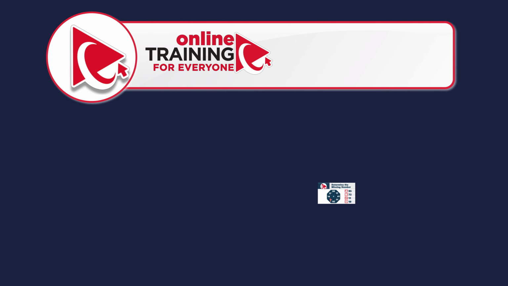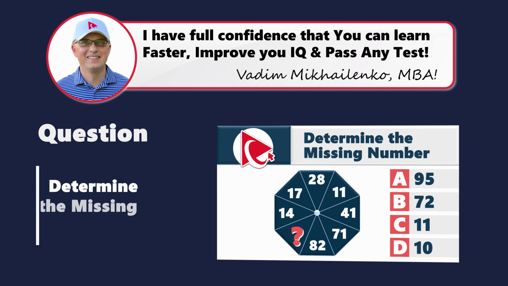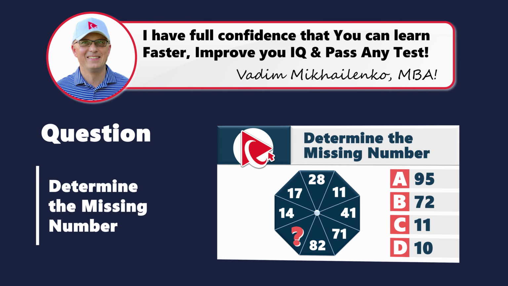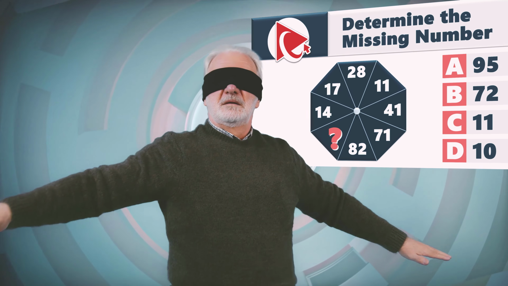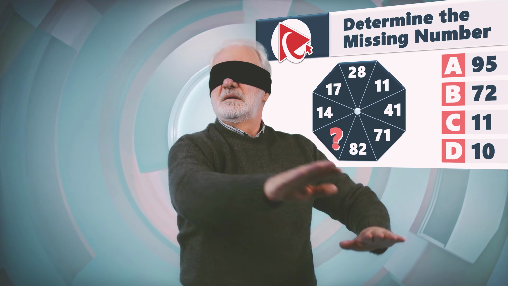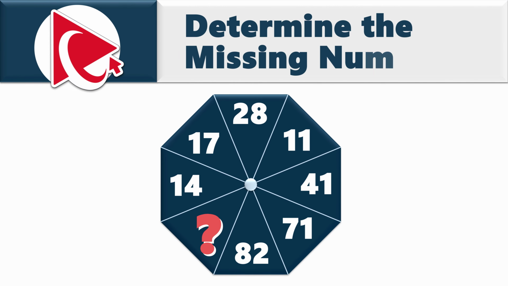Do you know what time it is? It's time for your solo quest through this maze of the intellect. And the keyword here is solo. Solving this question, though, is like navigating through the maze blindfolded: challenging, a bit disorienting, and probably not recommended. You're presented with a sequence of numbers, and you need to calculate the missing number. The numbers you see are 14, 17, 28, 11, 41, 71, 82, and then comes the missing number, which you need to calculate and select out of 4 possible choices.